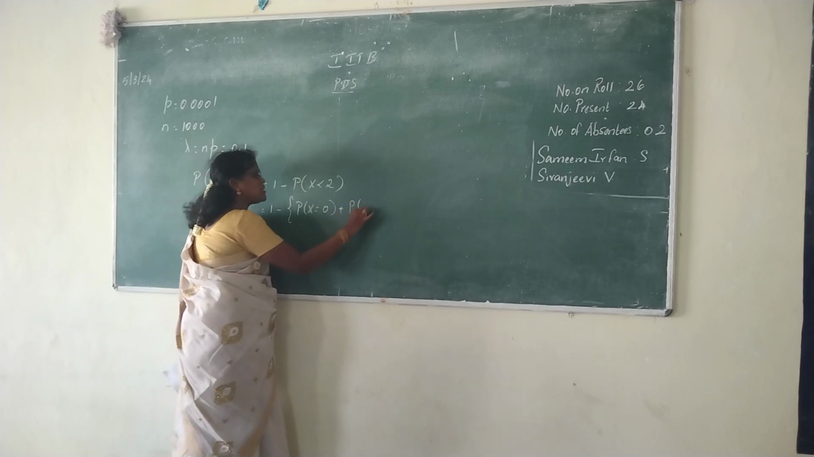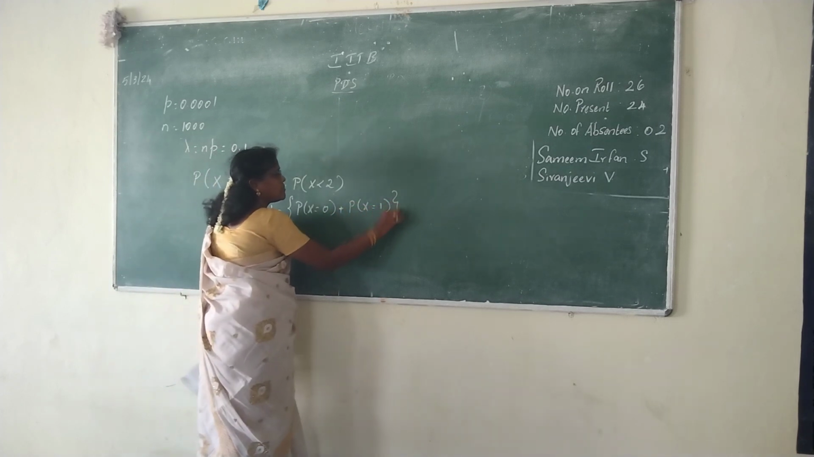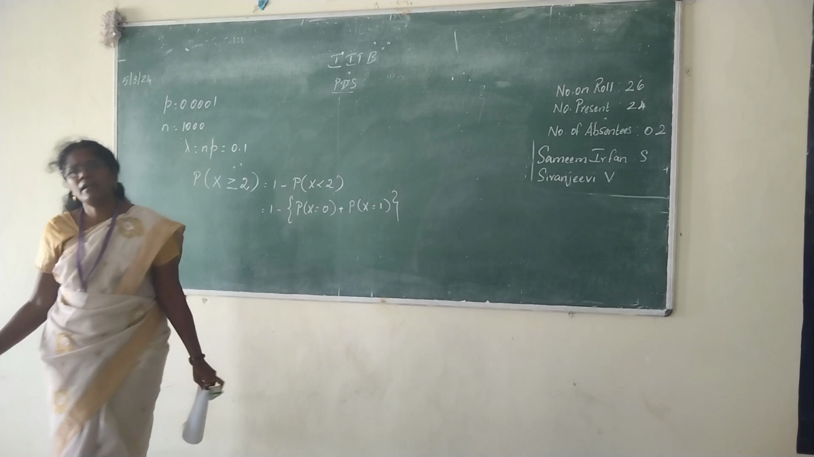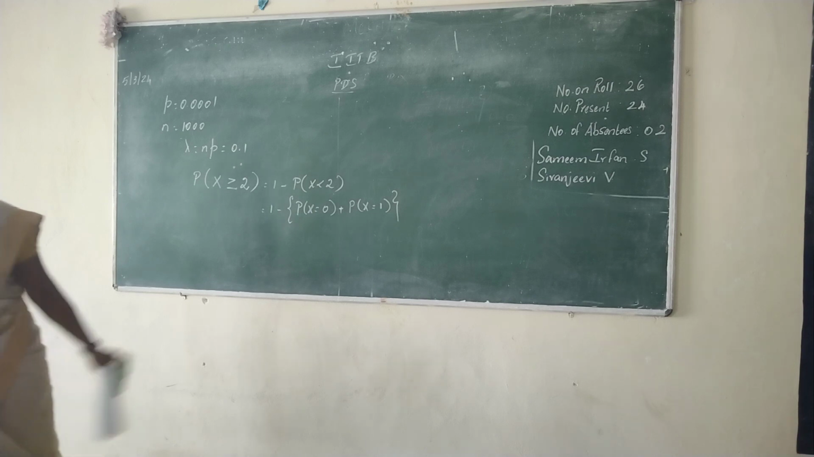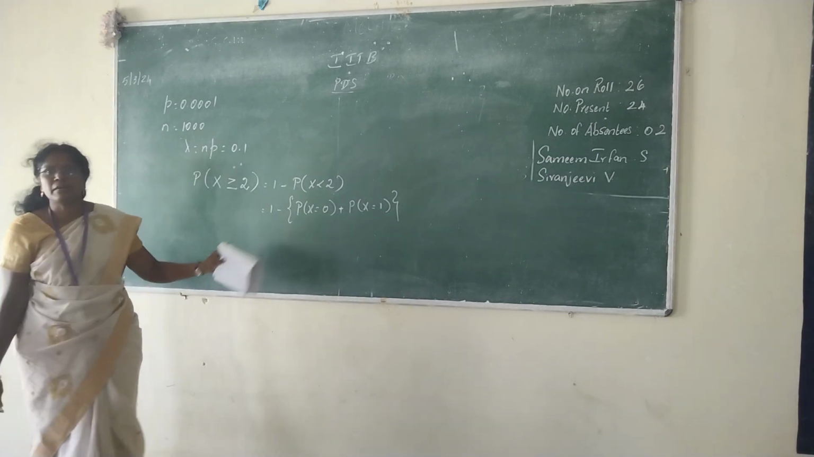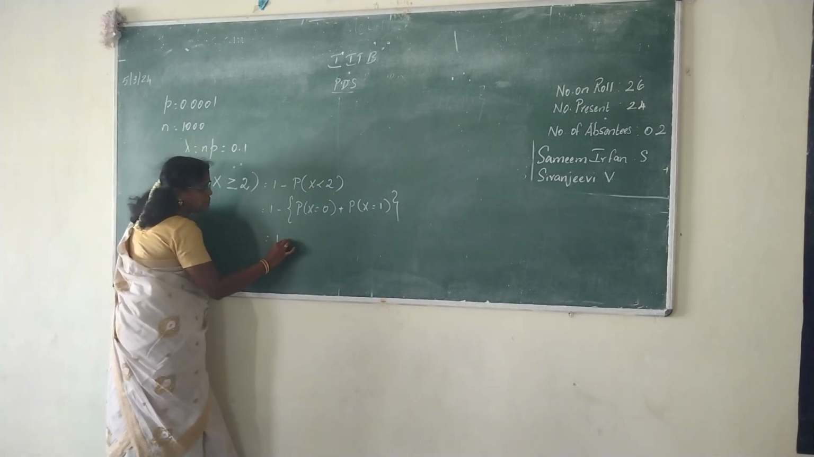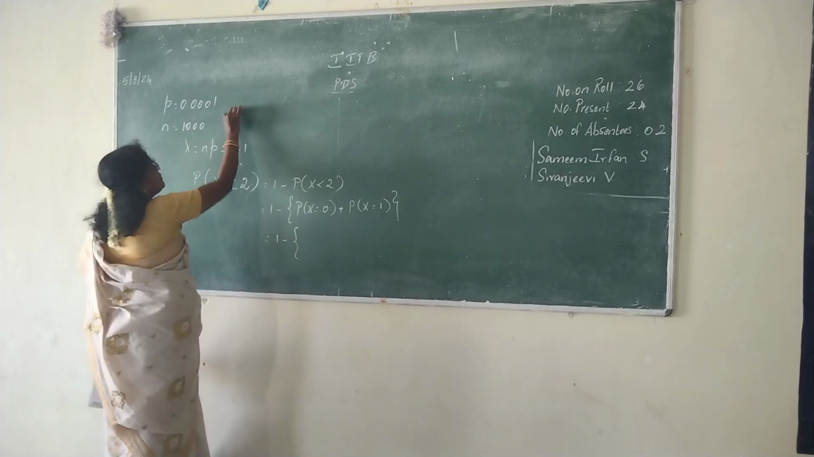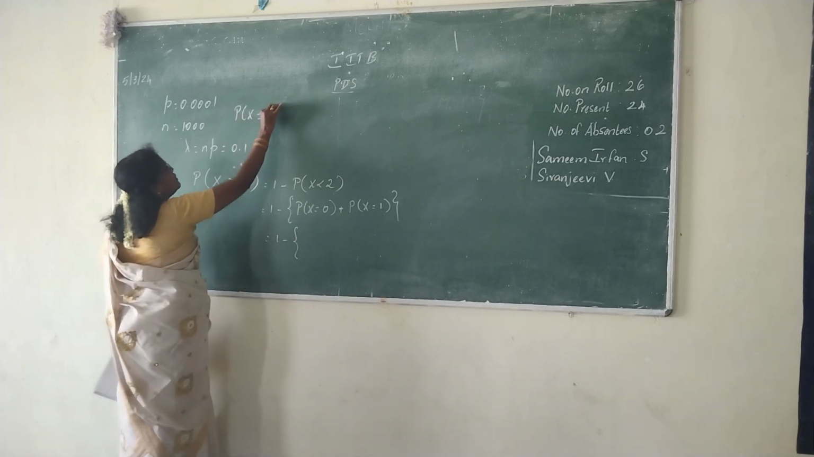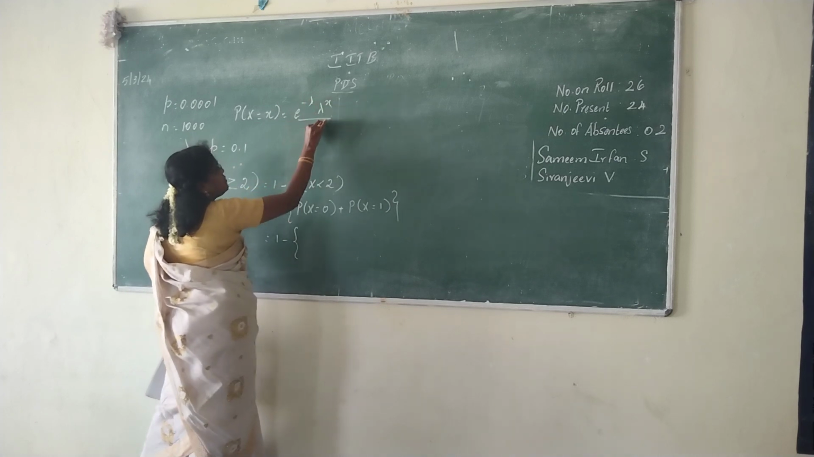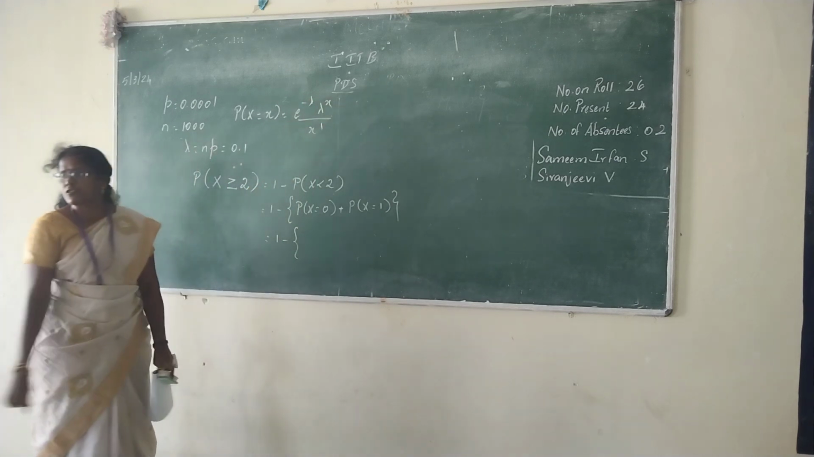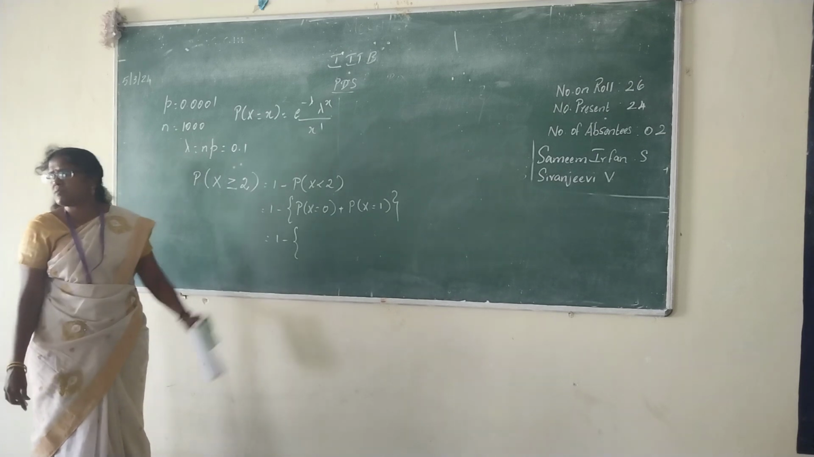Whether 0 will be inclusive? X equal to 0 means what is the meaning? No accident at all. That is also possible. So 0 is inclusive. So substitute. So 1 minus. So what is the definition? e power minus lambda, lambda power x by x factorial. Poisson distribution. Substitute 1 by 1 x value.